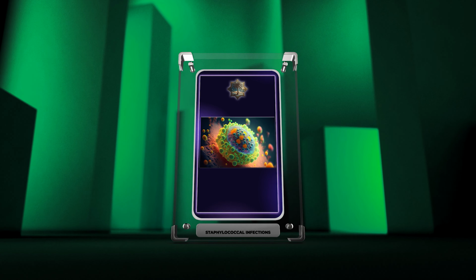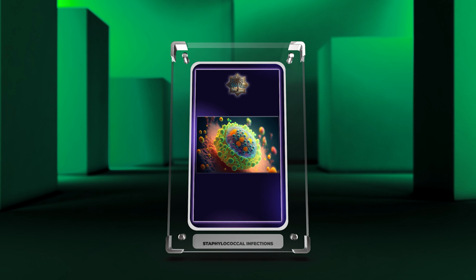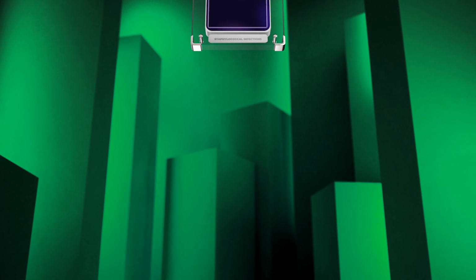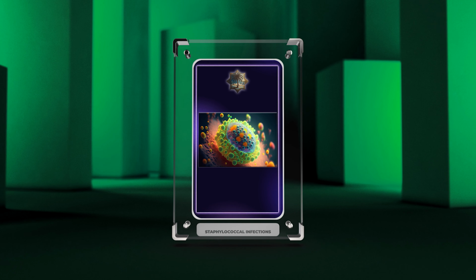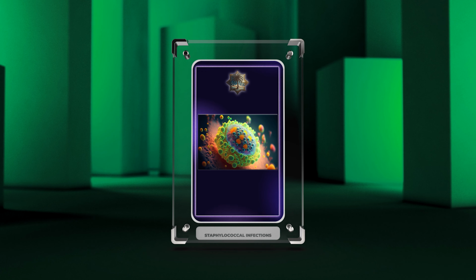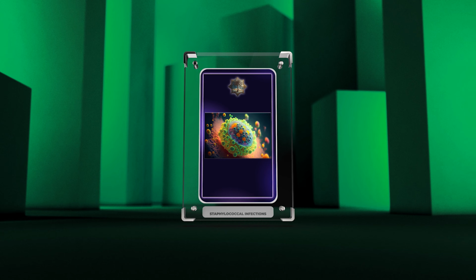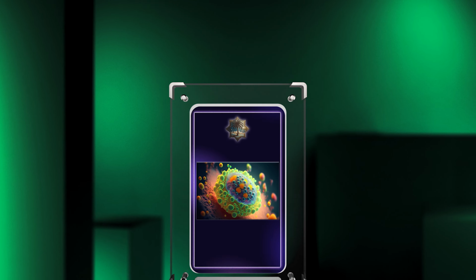Staphylococci are bacteria commonly found on the skin and mucous membranes, and they can cause a wide range of diseases in humans. In this lecture, we will delve into the various classifications and virulence factors of staphylococcal infections, as well as their clinical manifestations and treatments. So, let's dive into this captivating topic and deepen our understanding of these intriguing pathogens.